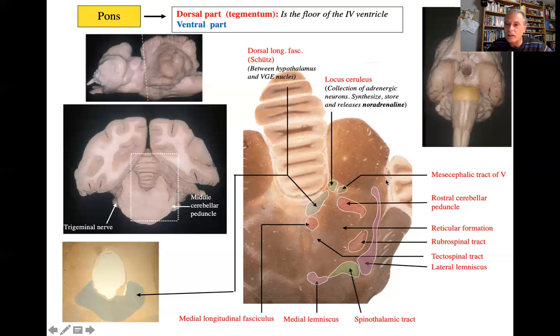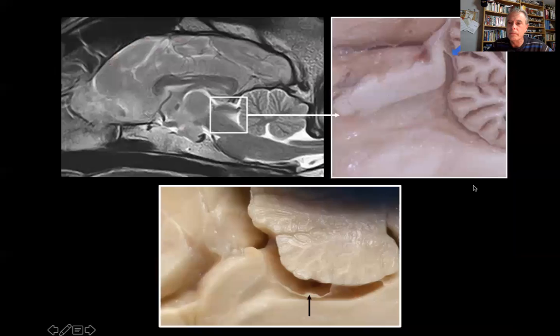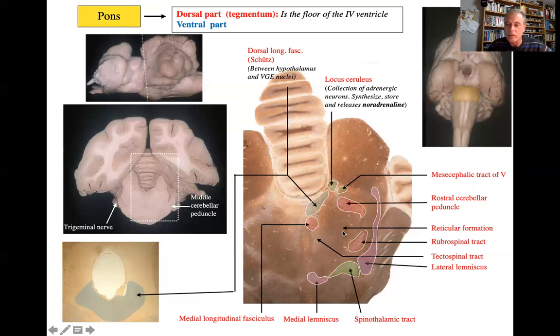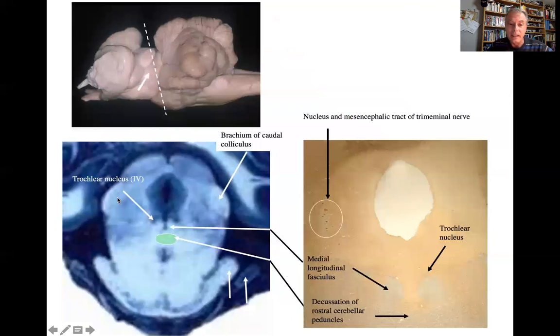Here, the mesencephalic tract of the trigeminal nerve. Remember that it goes up and it's going to reach this nucleus here, the nucleus of the mesencephalic tract of the trigeminal nerve, located lateral to the periaqueductal gray matter in the mesencephalon. Other structures that are very interesting is the rostral cerebellar peduncle. Remember that the cerebellum is connected through the rostral cerebellar peduncle with the mesencephalon, and the fibers that leave cross the midline here, as I have said, in the decussation of the rostral cerebellar peduncles.